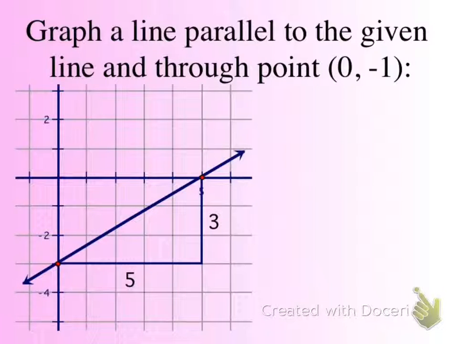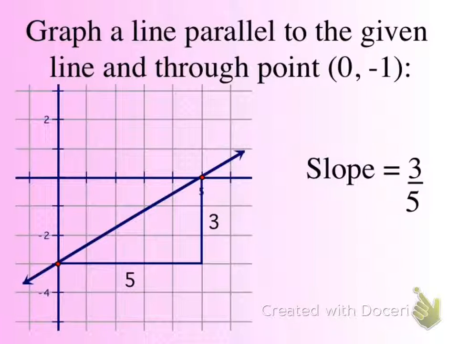So the original line is right here. So let's go ahead and I'll write the equation of this line. The graph of this line, the one that's on the graph right now, is y is equal to 3 over 5x minus 3, because it's crossing the y-axis at a -3. And we're going to find a parallel line that goes through the point 0, -1. So one thing that we know to be true is that the slope of this line is 3 over 5, and since parallel lines have the same slope, our new line will have that slope as well.